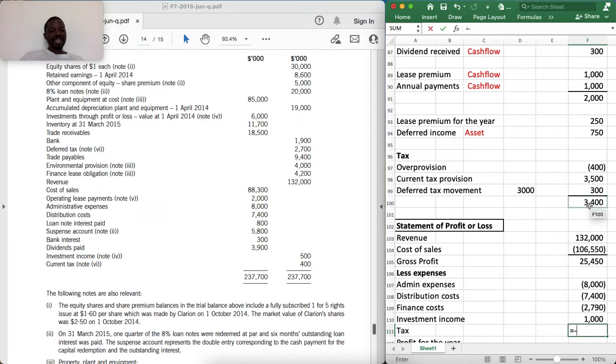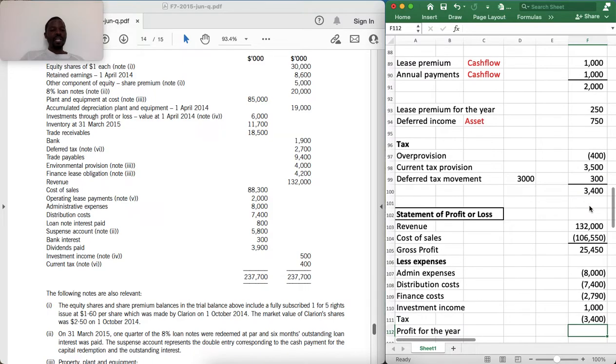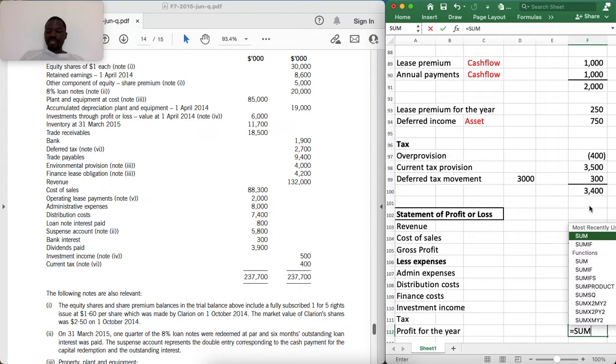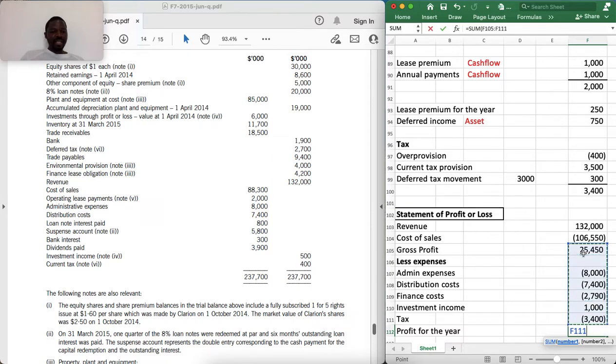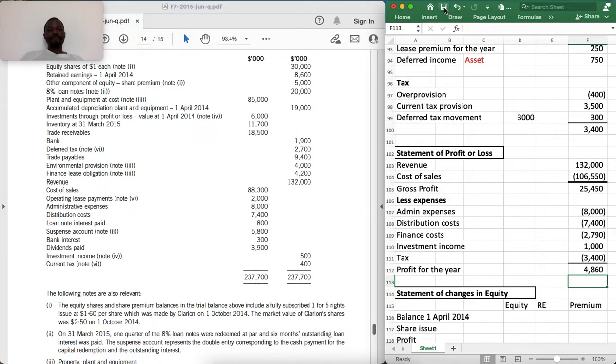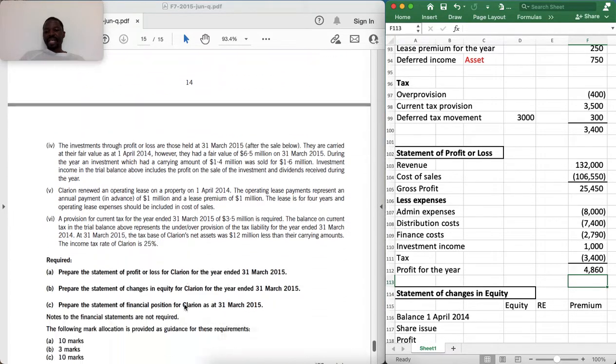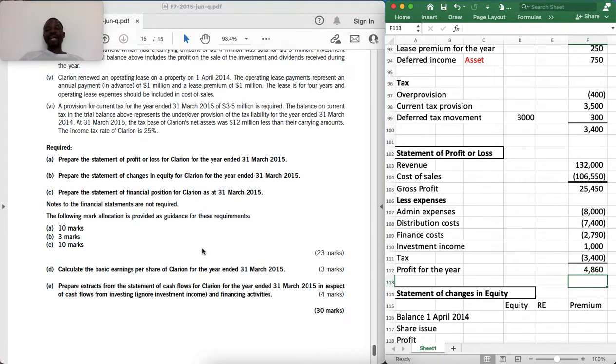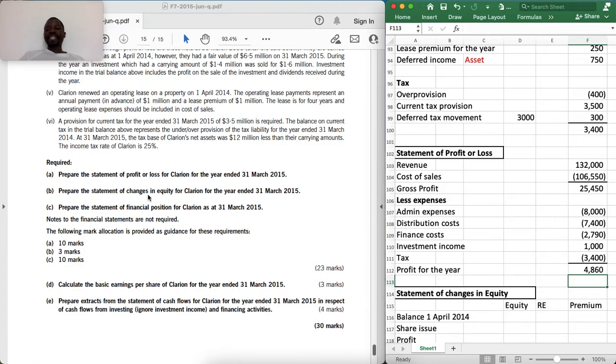Our tax here, we calculated here is 3.4. Then from here, we can sum up everything to get the profit for the year. We have done that, the profit for the year. So we have answered the first one for 10 marks. Then prepare the statement of changes in equity. This is for 3 marks now.